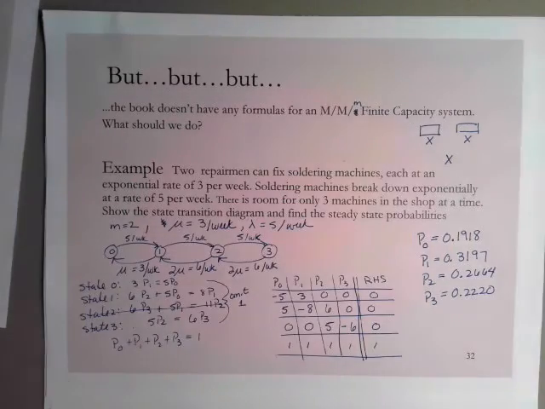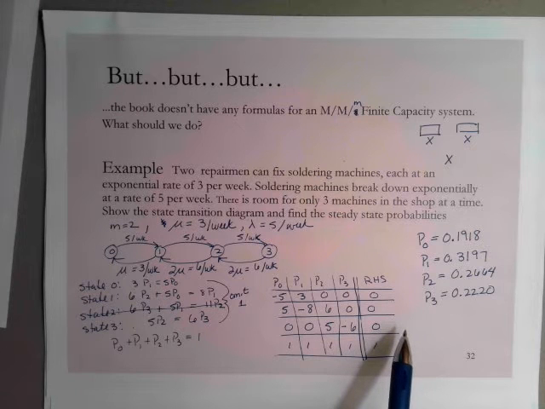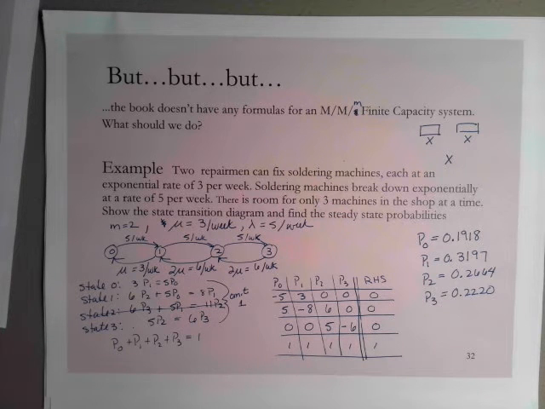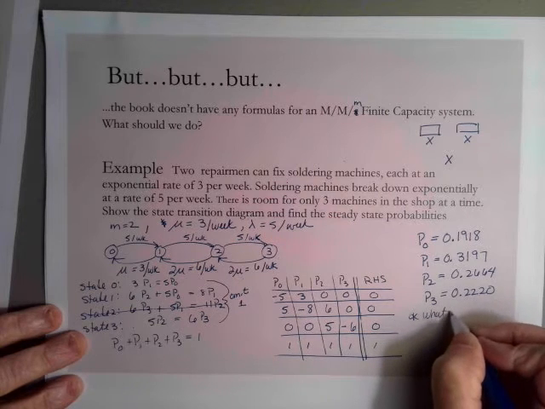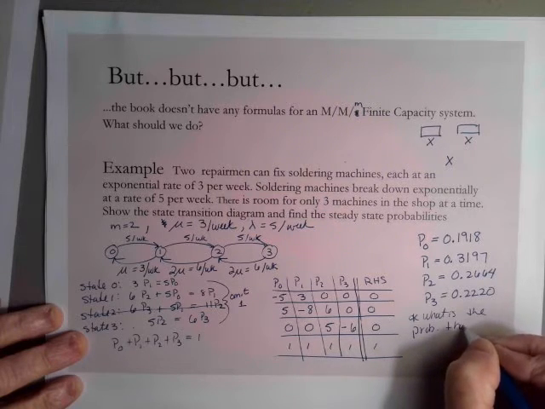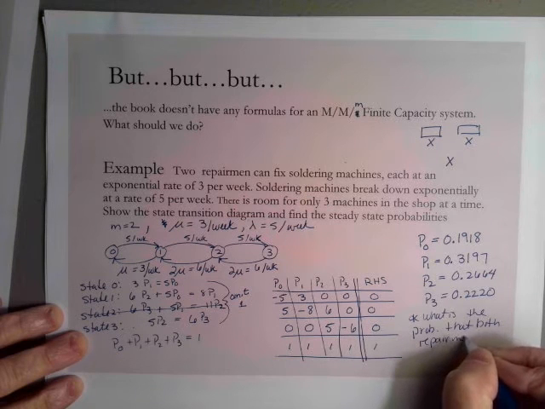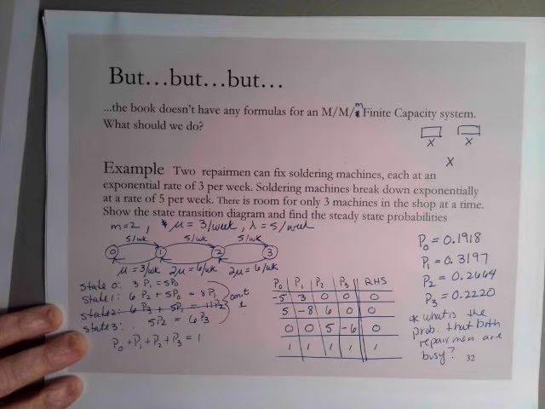So the question was to find the steady state probabilities, and if I was curious about what's the probability that this system is completely full, it is going to be 0.2222. What if I asked you this question? What if I said, here's a little bonus question, what is the probability that both repairmen are busy? Well, what would the answer to that be?